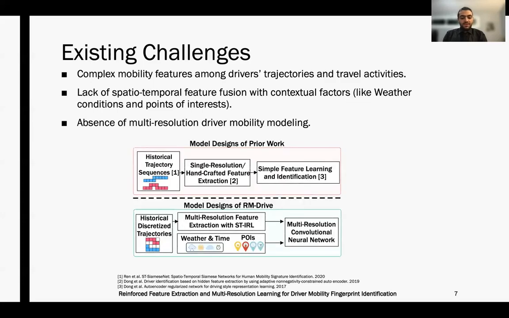So in this figure, we can see the differences of our work with prior work. We combine the contextual factors with multi-resolution features extracted with spatial-temporal inverse reinforcement learning, and then further process them with multi-resolution convolutional neural networks.